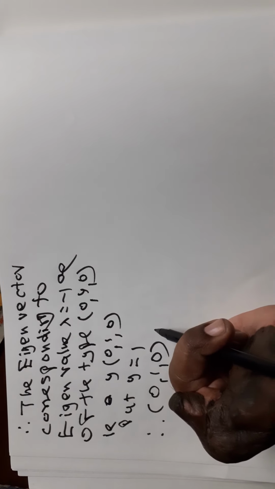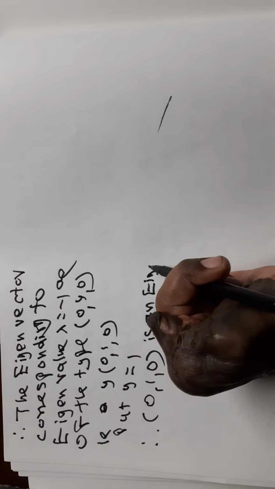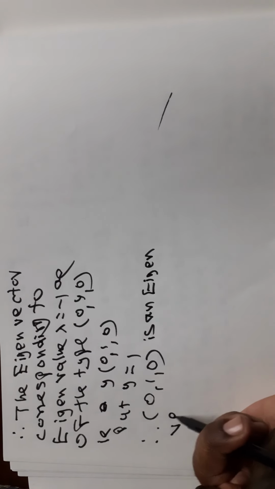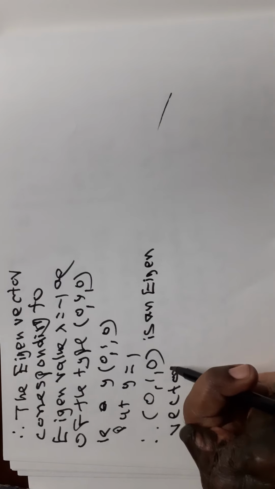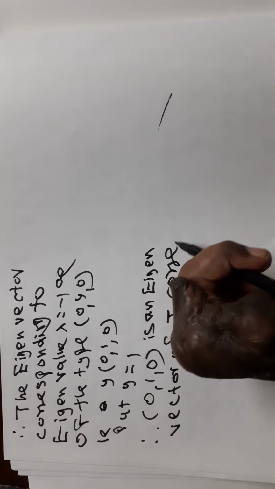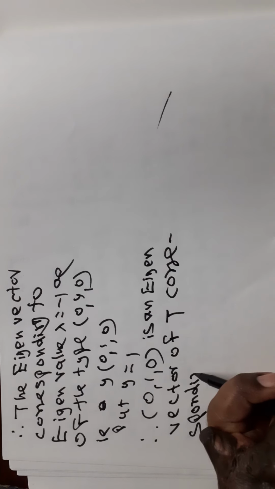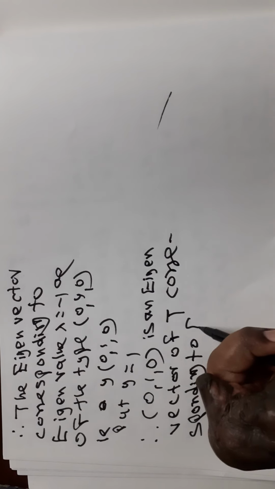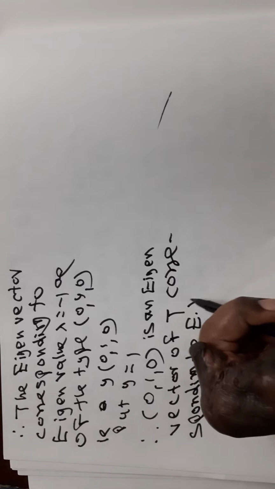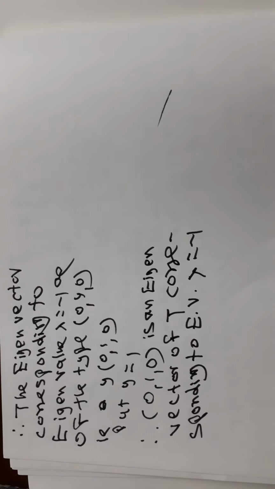(0, 1, 0) is an eigenvector of T corresponding to eigenvalue lambda is equal to minus 1.